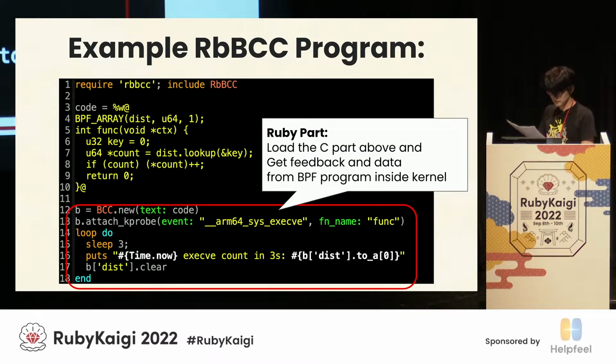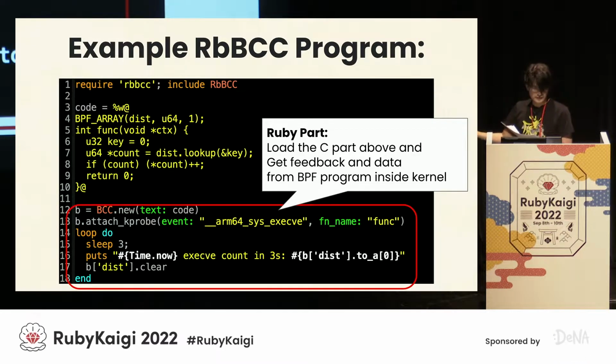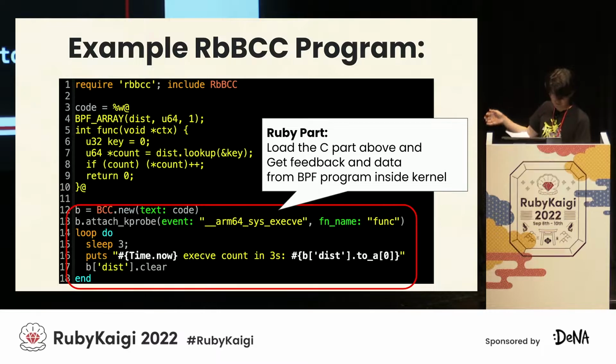The Ruby part first loads this C code above, and then gets feedback from the BPF program inside the kernel. In this code, first it attaches to the kernel function, and then makes a loop: sleep 3 seconds, get the kernel data from the BPF map, show and clear it, and repeat again.